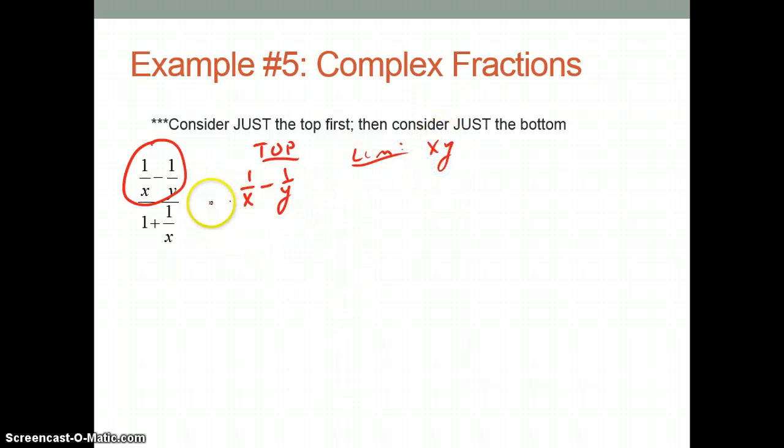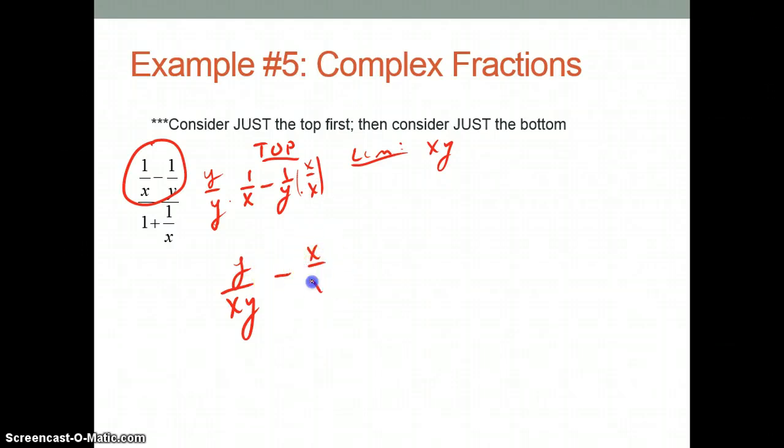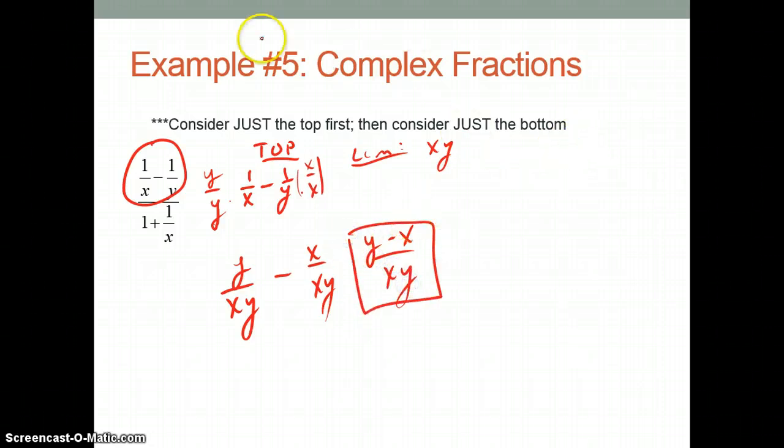So in order to get that for this first one, we have to multiply it by y over y. We get y over xy. Here we have to multiply it by x over x. So we get minus x over xy. So for the top, we have y minus x over xy. And I'm just going to keep that as the top. Now we're going to work with the bottom.